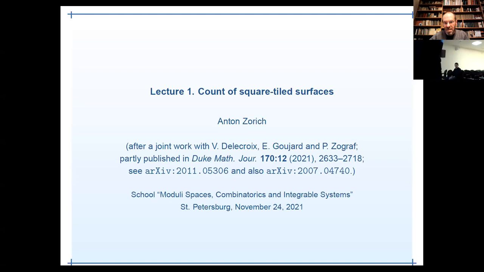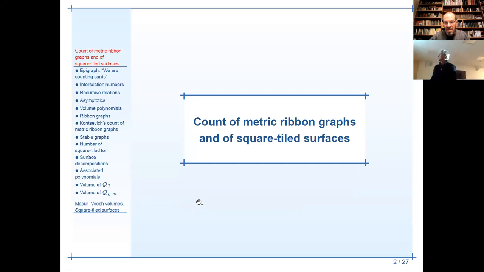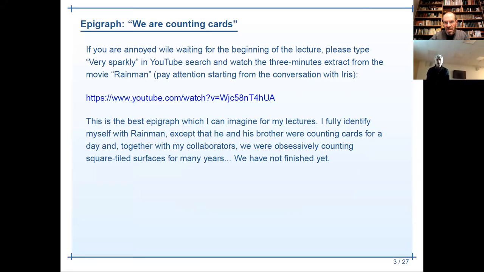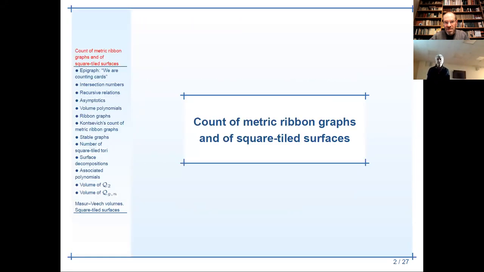I managed to block my pointer. I apologize. I have to change that. Probably this. So do you see my screen? Yes. Good.